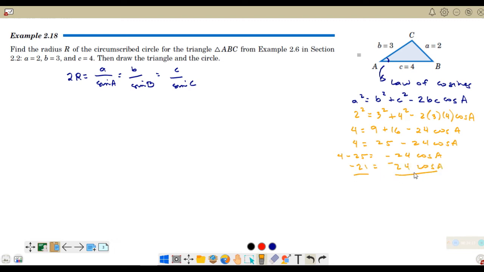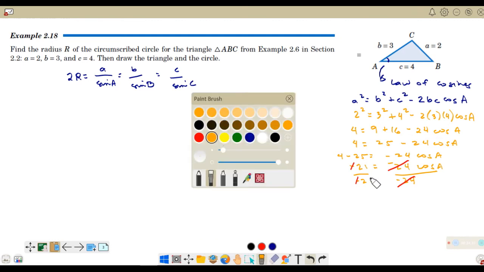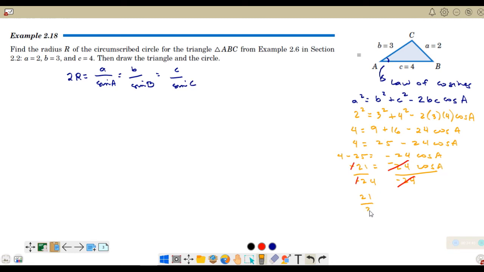Divide both sides by negative 24 because we are only looking for the value of cosine A. So, dito, syempre, tanggal na yung negative sign because negative, negative, positive. So, dito, buong negative 24, tanggal na. We are going to be left with 21 over 24 is equal to cosine A.